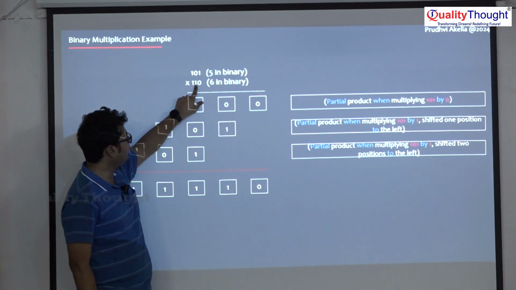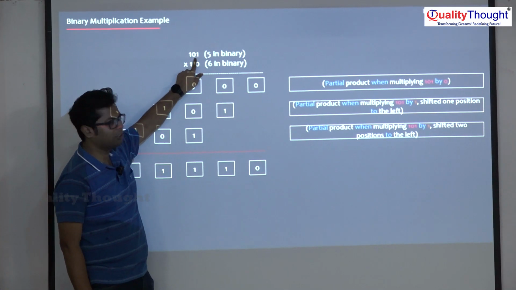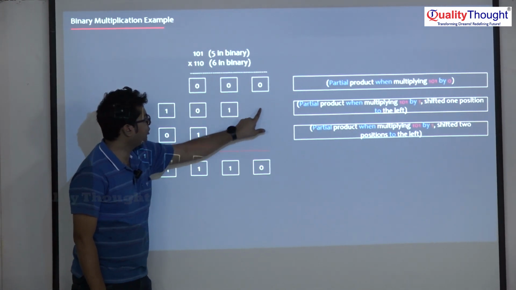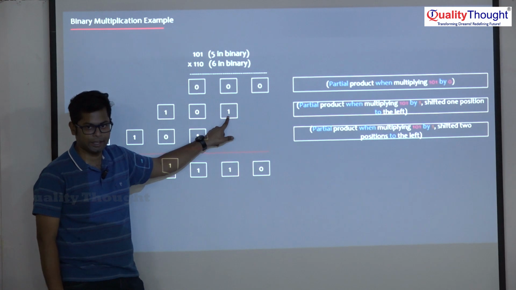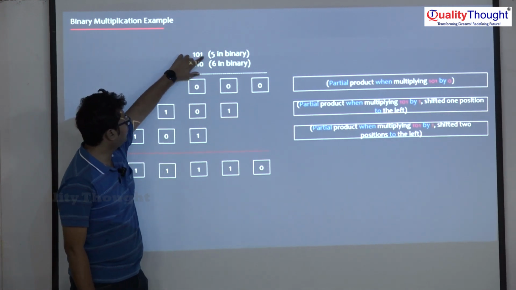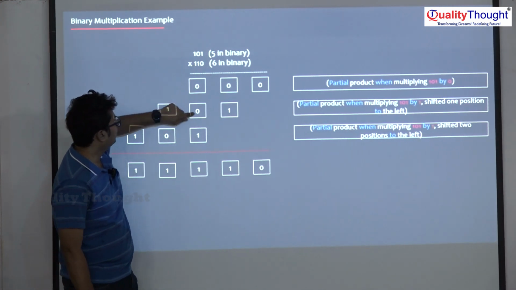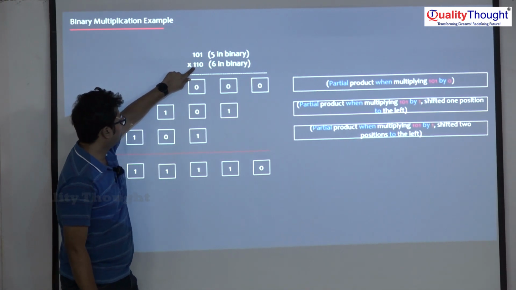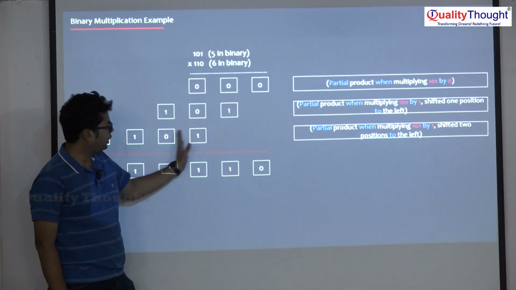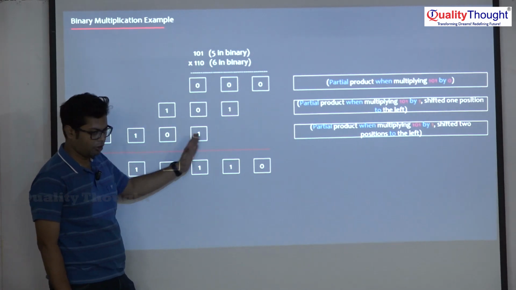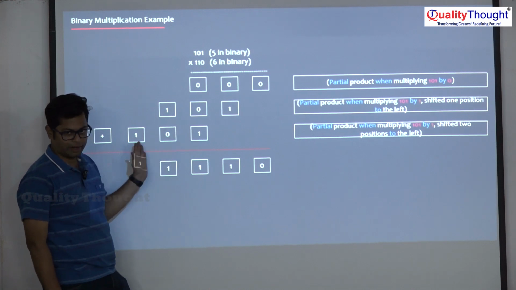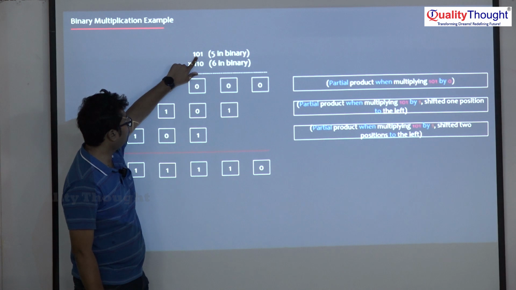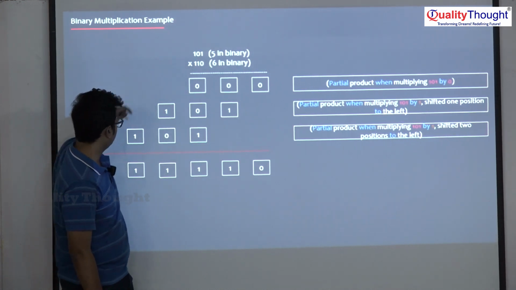Now you need to take 1 and again multiply with these 3 things. So 1 into 1 is 1. You have to leave this place and start writing from here. So 1 into 1 is 1, 1 into 0 is 0, 1 into 1 is 1. Now again you take this, and again you leave this space. You need to shift it, you have to keep shifting 1 bit to the left. So 1 into 1 is 1, 1 into 0 is 0, 1 into 1 is 1.